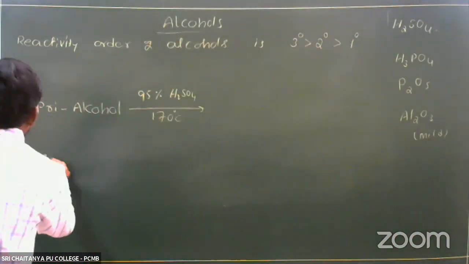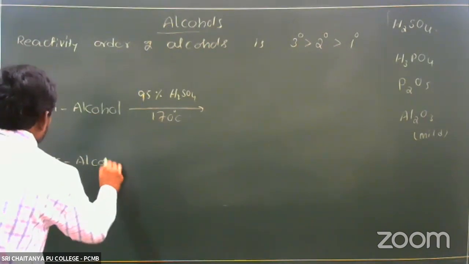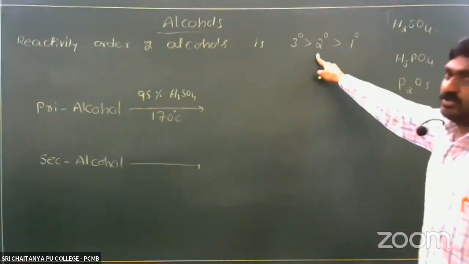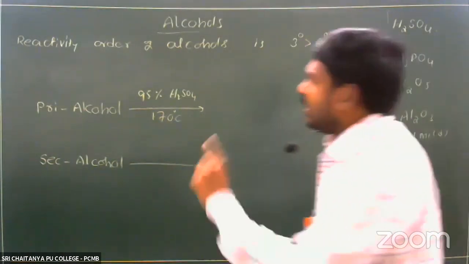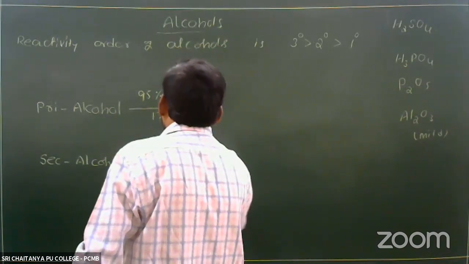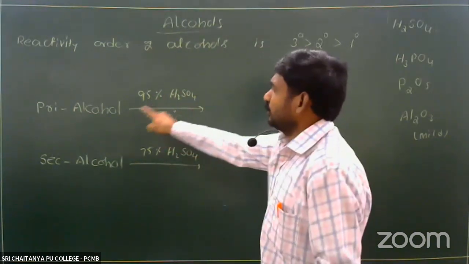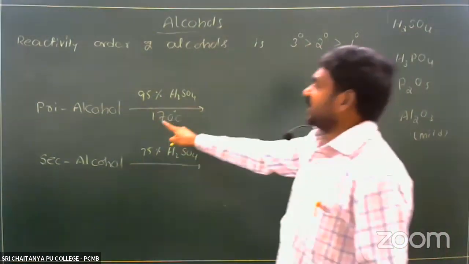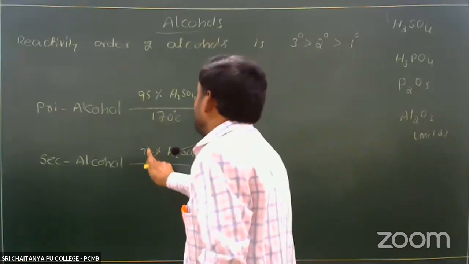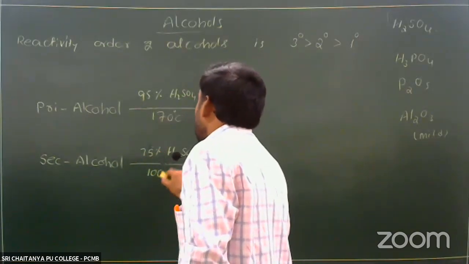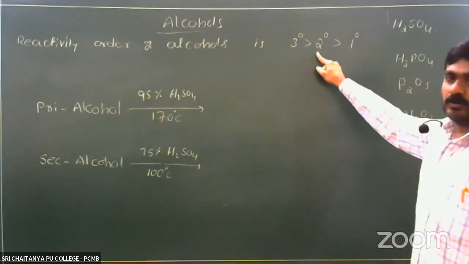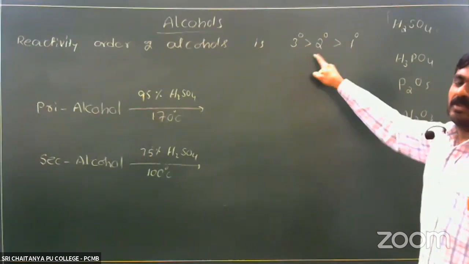Whereas a secondary alcohol, which is more reactive than a primary alcohol, requires 75% sulfuric acid, H2SO4. The primary alcohol is less reactive, hence it requires 170 degrees centigrade and 95% sulfuric acid. Here, 75% sulfuric acid and 100 degrees centigrade is enough, because a secondary alcohol is more reactive than a primary alcohol.